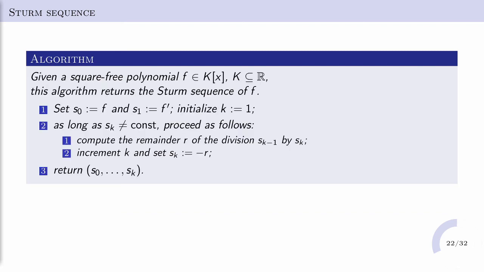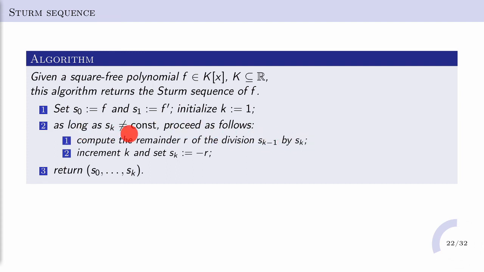So the algorithm works like this. It takes a polynomial f, it produces the Sturm sequence. First, we compute the first two terms, f and f prime, the derivative of f. And as long as the current term is non-constant, we just compute the remainder of the division s_{k-1} modulo s_k. In the first lecture, I explained how we divide a polynomial, so this is just executing the algorithm that we learned at the first lecture.